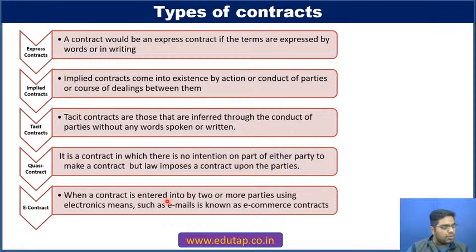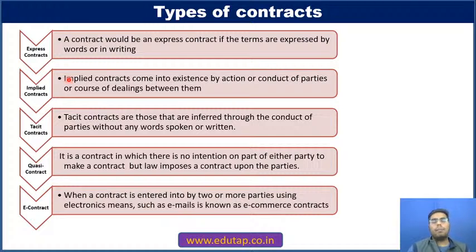Clear? Now one student has asked me, sir, what is the difference between implied and tacit contracts? First of all, a tacit contract is a type of implied contract only. So the example I have given you is basically for a tacit contract only. For an implied contract there can be more examples also. See what happens in normal markets.